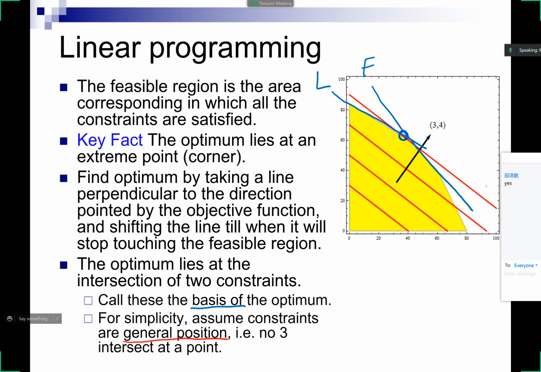All right, so that's the problem that we're trying to solve. We have these linear constraints which form this feasible region, and then we have a linear objective function, and we're trying to find the value which optimizes this linear objective function.